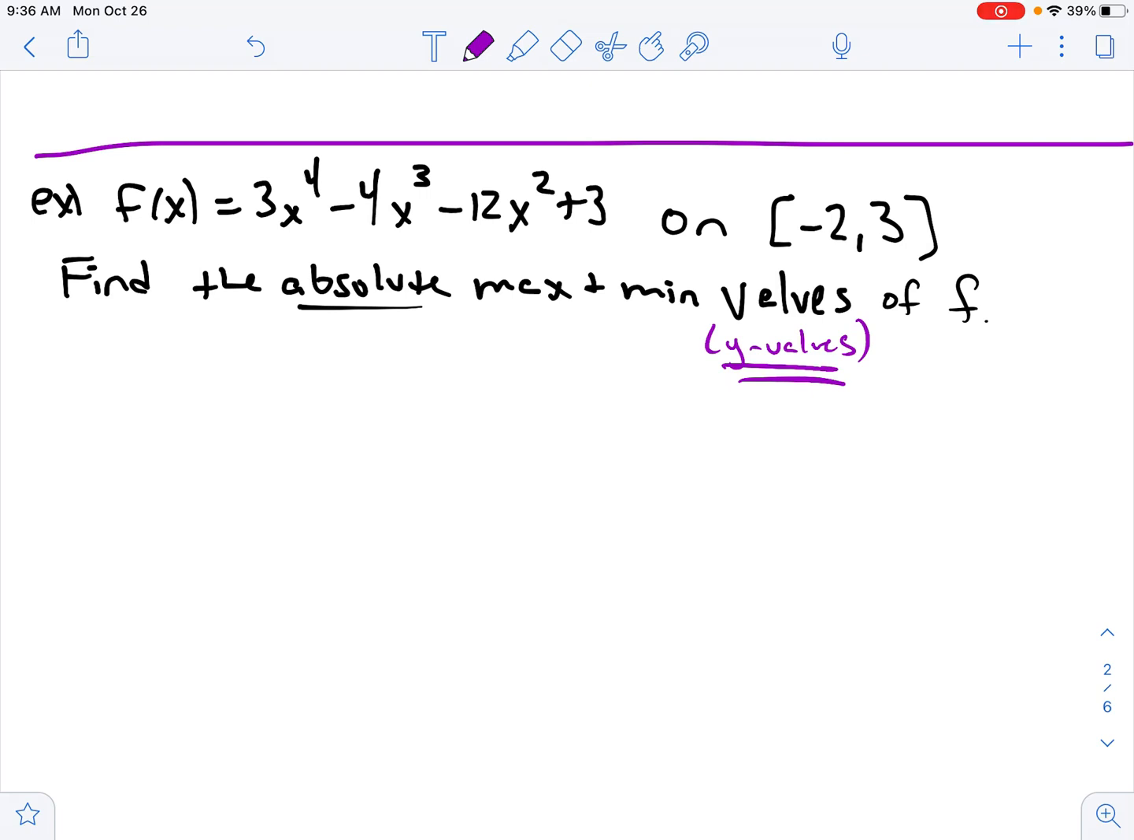It doesn't say determine at what x values the max and min occur. It says find the highest and lowest values here. So we're thinking up and down. Those are the y values. Anytime a question asks about max min, let's take a look at the derivative. So f prime of x here, pretty easy, 12x cubed minus 12x squared minus 24x. Again, nothing that indicates this is undefined anywhere, so we don't really have to worry about that. Let's just set it equal to 0.